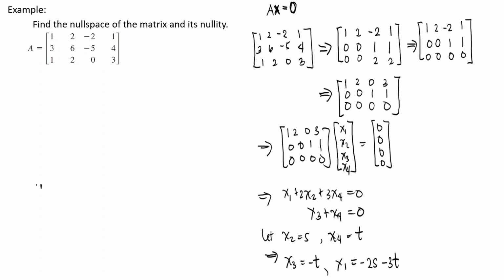Thus we have the null space of A is equal to the set containing the vectors of the form negative 2s minus 3t, that's x sub 1, and then s, and then negative t, and we have t, such that s and t are real numbers.